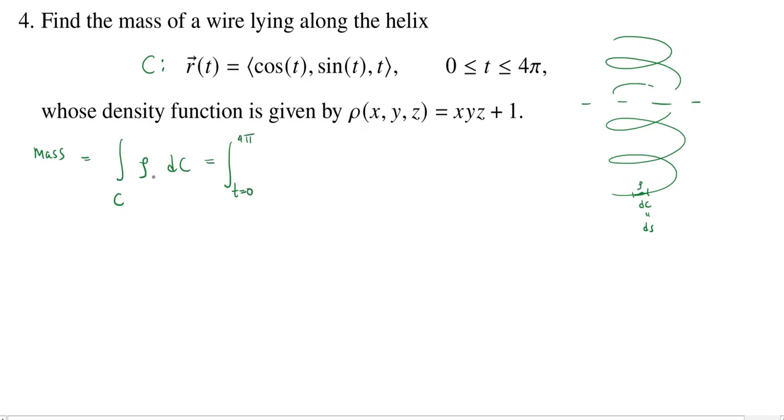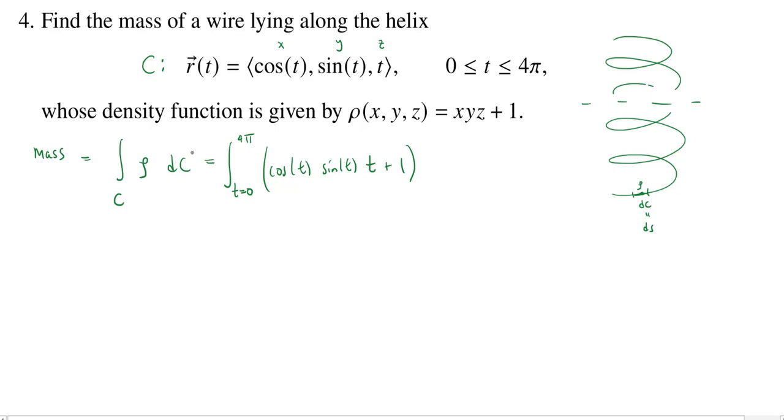All right, next we have this function rho, the density function, and we only want to evaluate it on the helix itself. And we know that on the helix, the x-coordinate is given by cosine of t, the y-coordinate by sine of t, and the z-coordinate by t. So rho evaluated at some point x, y, z is going to be, well, we know x, y, z plus 1, but we can actually write it as cosine of t times sine of t times t plus 1. So we have cosine of t, sine of t, t plus 1.